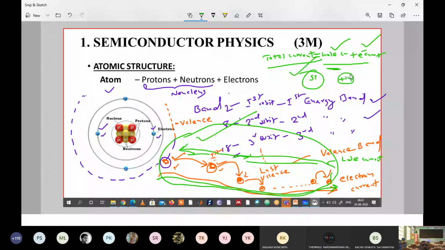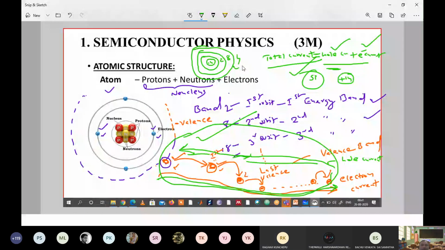Now tell me how many electrons are present in the first orbit for silicon? Two electrons. How many electrons are in the second orbit? 8 electrons. How many are in the third orbit? 4 electrons. Now which is the last valency orbit for silicon? Third orbit, very good. The third orbit is called the valency orbit.